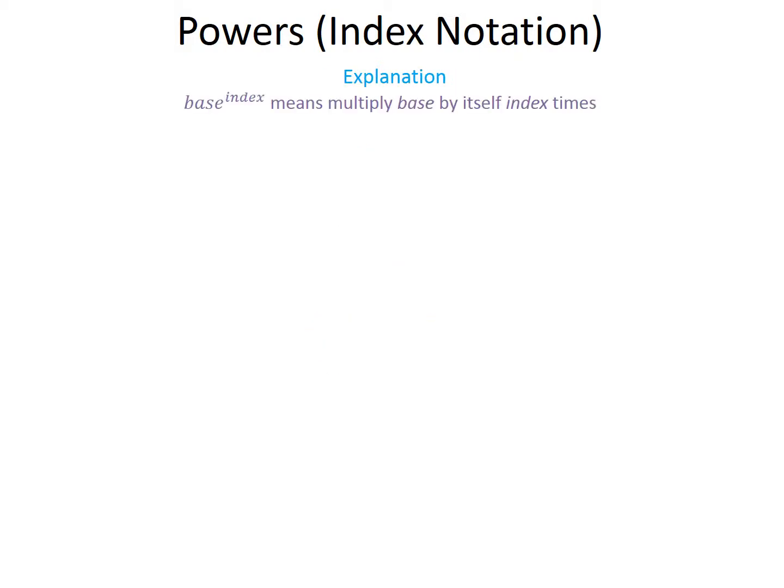Now for index notation, when you have a number and you have another little number above it like this, it means multiply the base by itself index times. So let's look at it with numbers here. This is the base, the 6. The 5 is the index, and so it means multiply 6 by itself 5 times.